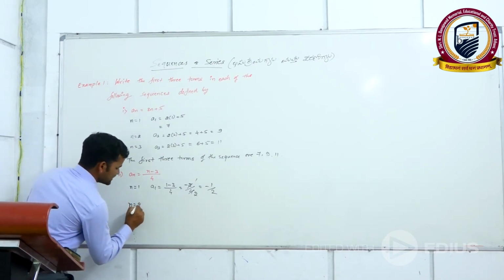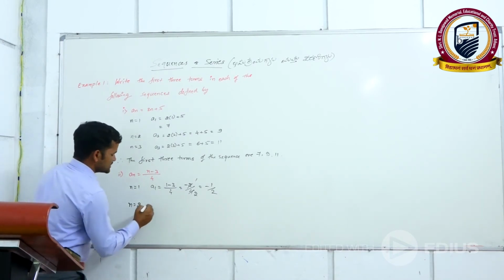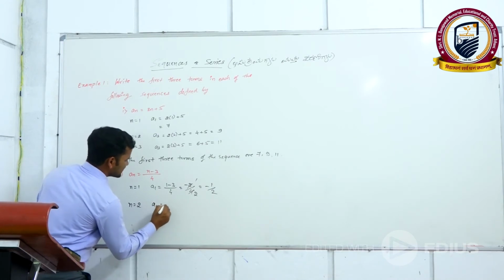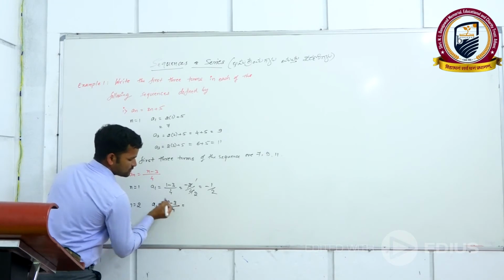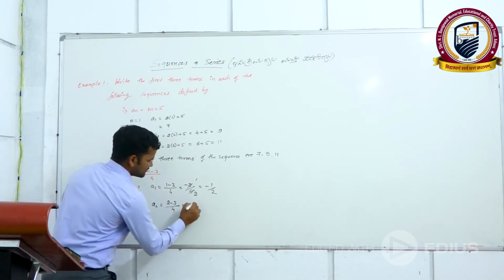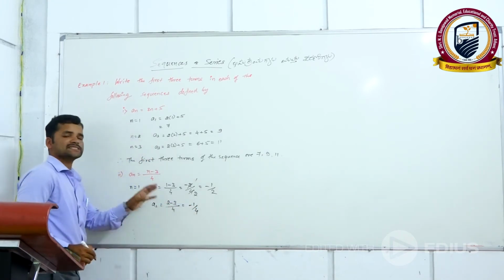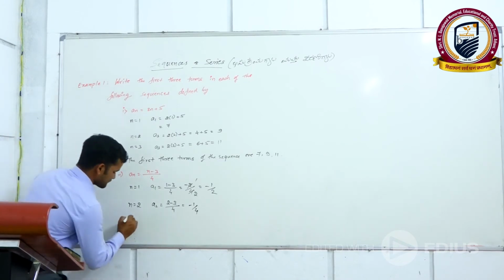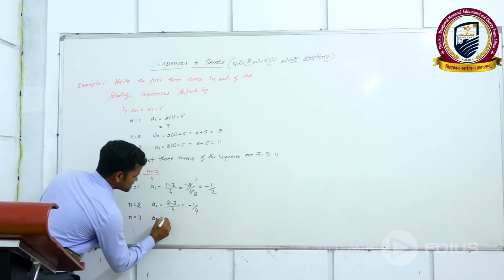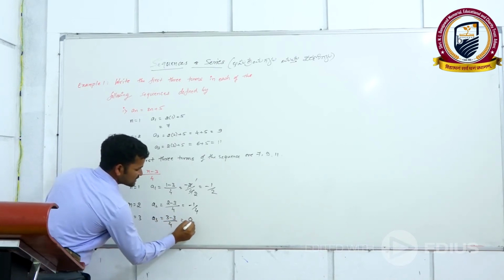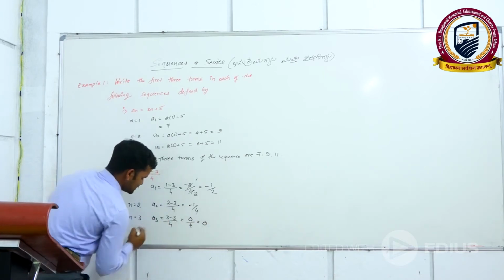Now to get the second term, what you do? You substitute n is equal to 2. This is nothing but a2 is equal to 2 minus 3 divided by 4. 2 minus 3, minus 1. Minus 1 by 4 is the second term of the given sequence. Next, by substituting n is equal to 3, a3 is equal to 3 minus 3 by 4. 0 by 4 is nothing but 0.